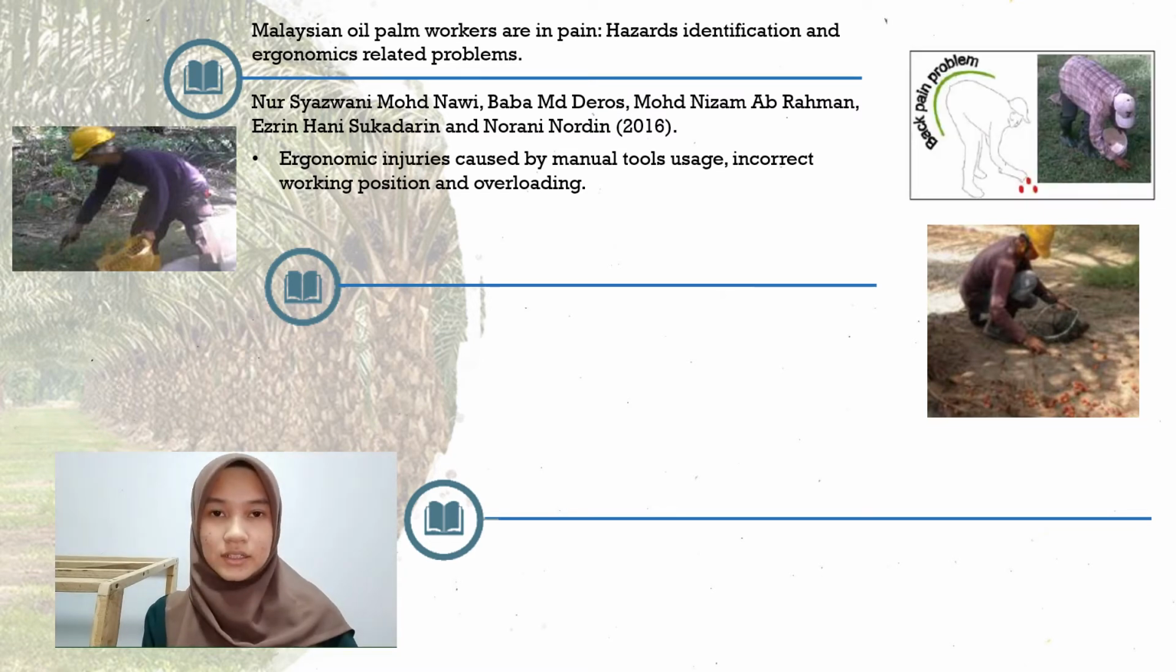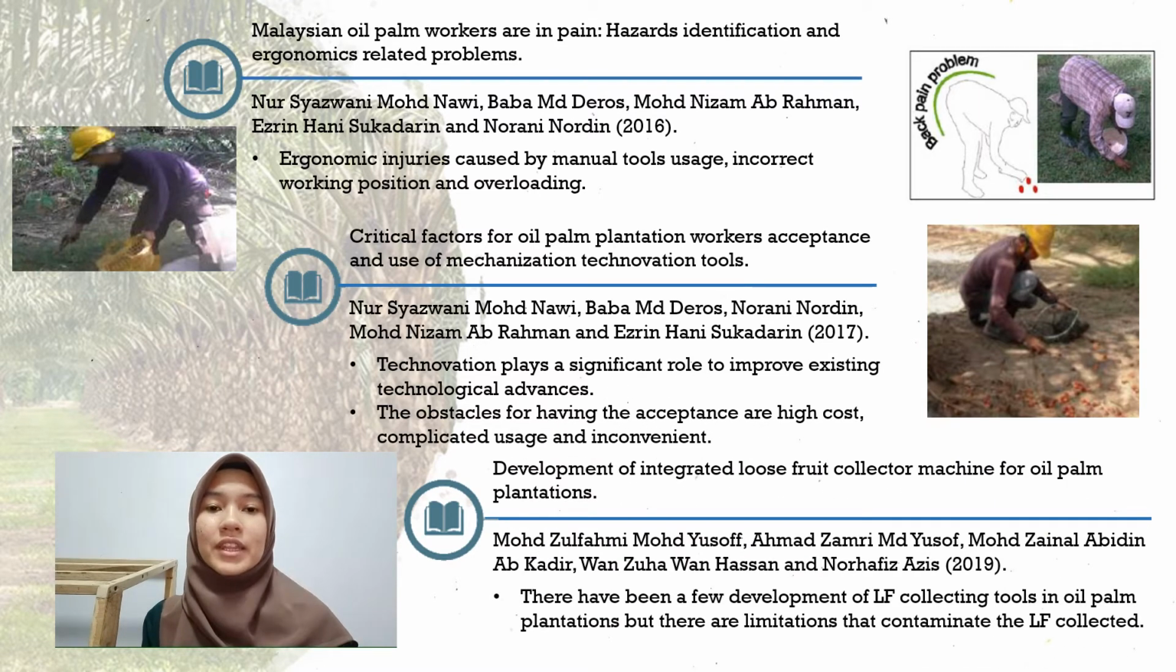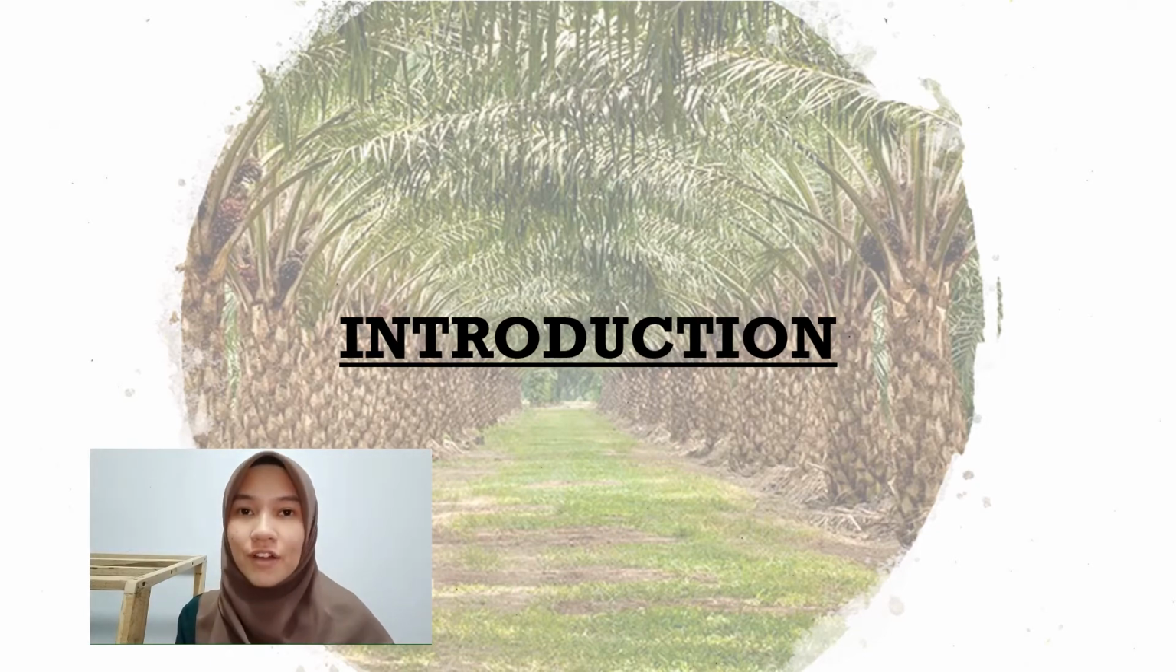The next article is Critical Factors for Oil Palm Plantation Workers' Acceptance and Use of Mechanization Technovation Tools. It said that technology innovation really helps in enhancing the existing design. This is because the current tools have obstacles in seeking the workers' acceptance. In addition, the article on the development of integrated loose fruit collector machines for oil palm plantations listed the loose fruit collectors that have been developed. Let's move to the introduction of this project.